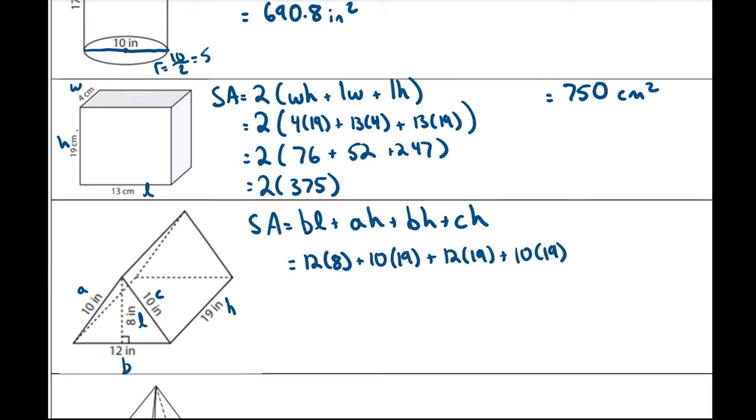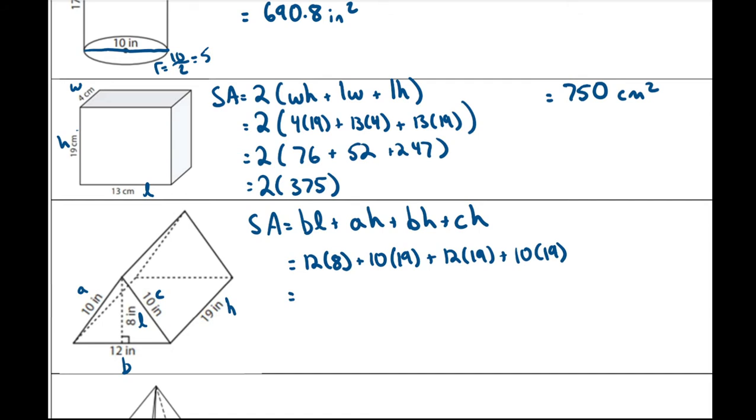And we can kind of see where this is coming from, right? The 10 times 19 is a rectangle. The 10 times 19 is the other rectangle. 12 times 19 is this base rectangle. The 12 times 8, normally that'd be the triangle, and we divide by 2, but because we have 2 triangles, I can just cancel that out. Instead of multiplying it by 2 and then dividing by 2, they just cancel each other out.